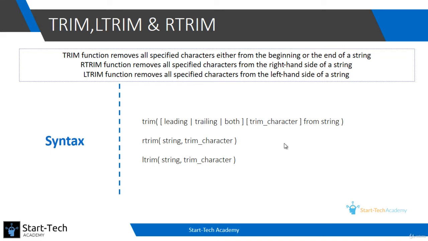If you know that it is a particular character, for example, if you have additional commas or any other particular character, you can mention that character also. By default, it will be a space. And then you mention the string. The syntax for Rtrim and Ltrim is a little different. You first mention the string and then you mention the trim character. So the string comes first, then you mention the character that you want to trim from that string.